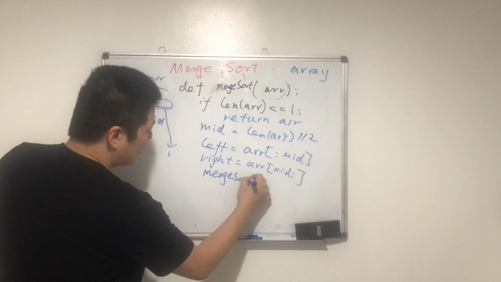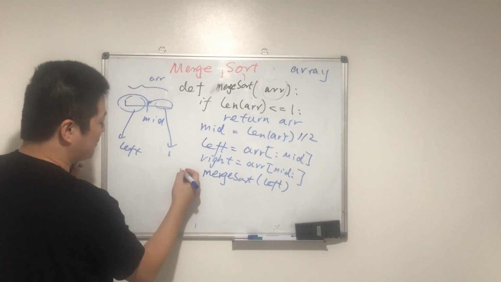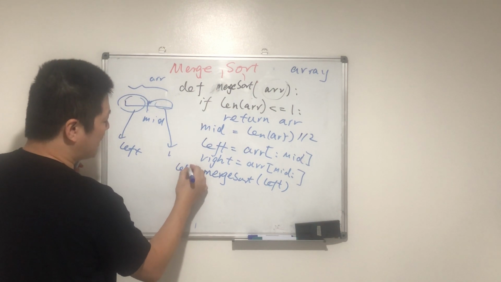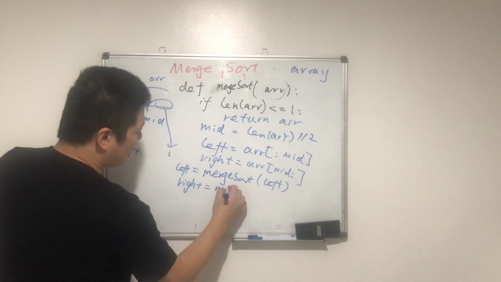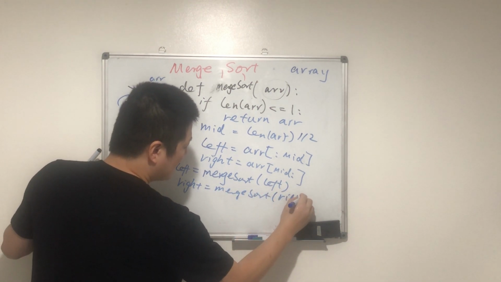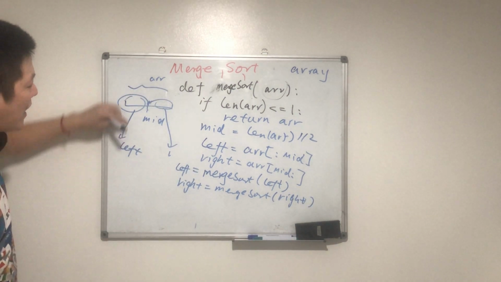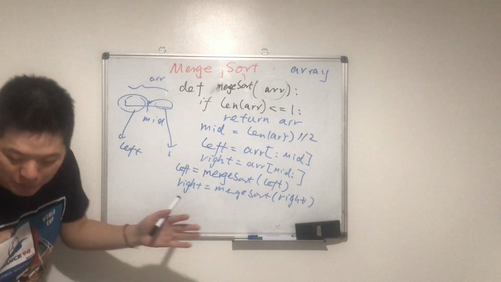MergeSort(arr.left), because we are sorting the left bit, and we assign it to left as well. And right equals MergeSort(right). So now these two bits are already in order. Now what we need to do is to merge it.